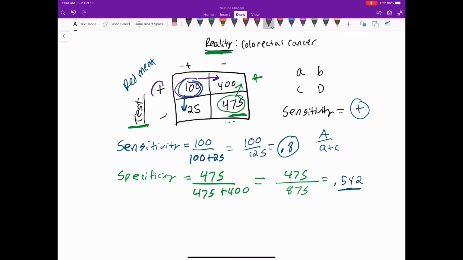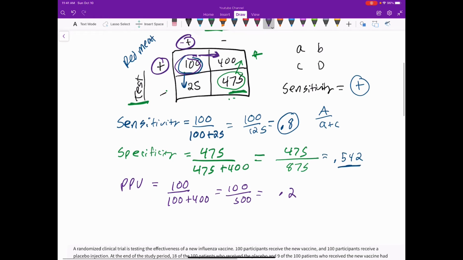Okay, because you circle both of the positives, you know this is where your starting point is, and you're just going to the right. Okay, so PPV, positive predictive value, is going to be 100 over 100 plus 400. You're going to get 100 over 500, which is going to equal, pretty sure it's 0.2. I'm not going to use a calculator, but I think it is.